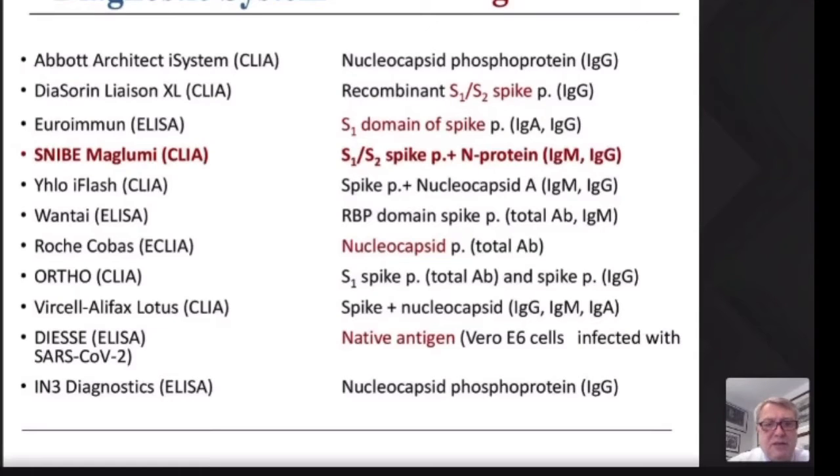For other diagnostic systems, for instance the Abbott Architect system, the target is the nucleocapsid phosphoprotein, which is more or less the same as for the Roche Cobas electrochemiluminescence assay. The nucleocapsid measuring total antibodies, in this case, is the target. For the DiaSorin Liaison, it is a recombinant S1, S2 spike protein, measuring only IgG. For another assay, a diagnostic system, DS ELISA, as you can see, they are using the native antigen. There is a typical line of cells infected with SARS coronavirus 2.